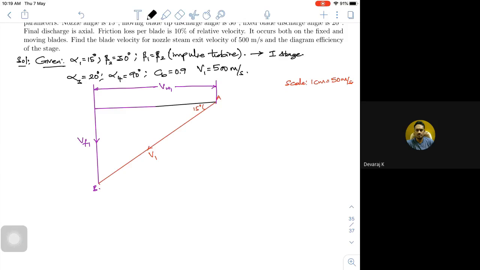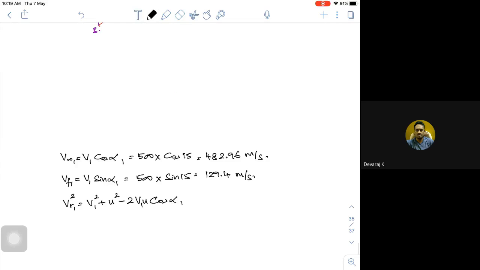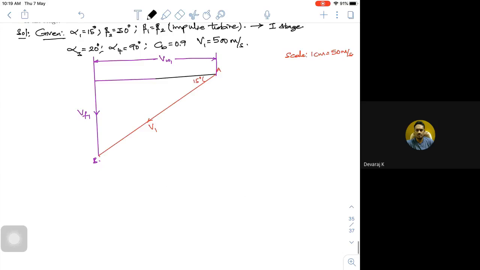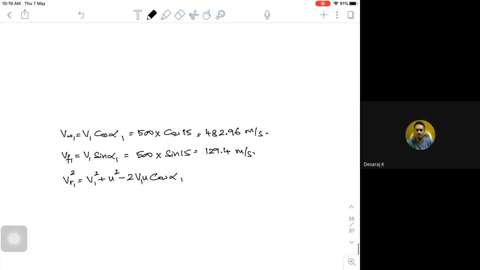Now, I don't know the value of U. You have two unknowns. VR1 is also unknown, U is also unknown. So usually we try to take the speed ratio. For most of these kinds of turbines, we have to make an assumption for phi. Phi is your speed ratio. The speed ratio for your impulse machines is around 0.45 or 0.5.